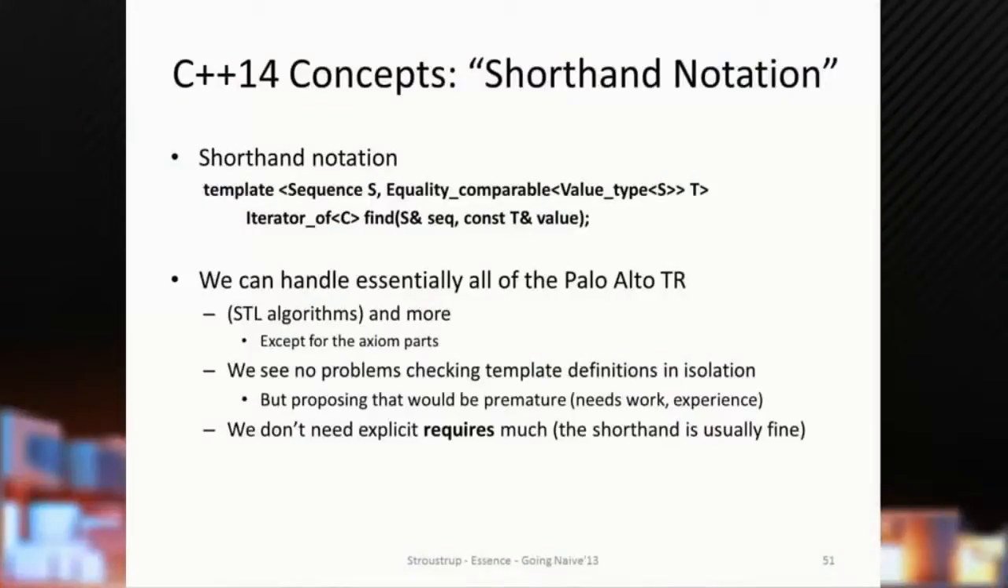And we don't have the semantic parts because, well, we consider that would be much to handle just now. We don't see problems with checking templates in isolation, but we don't do it. That is, we check the use of a template. If a template is specified to require something, we assume that its implementation will stick to that contract. We don't actually verify it. We think it can be verified, but you have to be very careful.